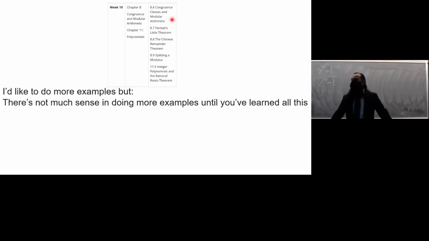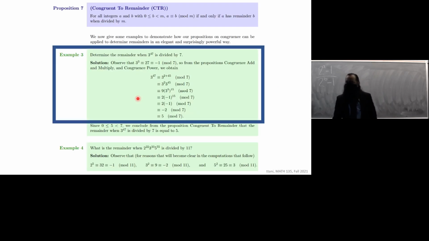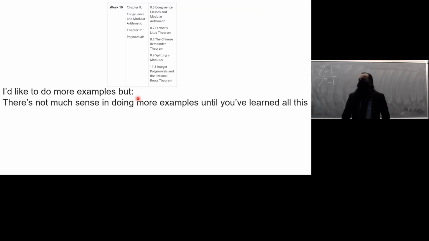Now, week 10 is supposed to be congruence classes and modular arithmetic, Fermat's little theorem, Chinese remainder theorem, splitting the modulus, and integer polynomials and the rational roots theorem. Okay, I'd like to do more examples. The majority of the class said they wanted me to do more practice exam questions. I have gone through pretty much all of the course notes now for 8.1 to 8.5. And the majority of the class did say that they wanted me to do more examples from final exams and stuff. I see people even nodding their head right now.